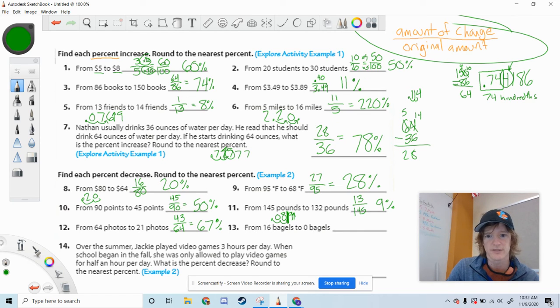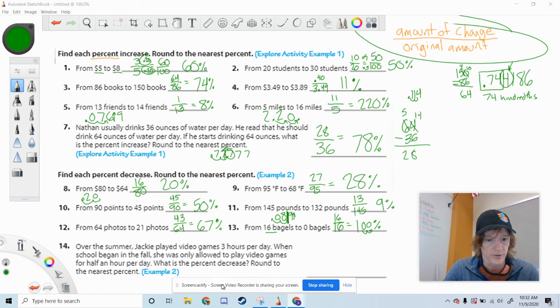And the last one, from 16 bagels to 0 bagels. Our original amount is 16, and we changed by 16. So this would be 16 over 16 equals 1. We've got to move our decimal over 2 times. We get 100%. We decreased by 100% of what this was. Well, 100% of 16 was 16. We went down by 16. So our percent decrease is 100%.